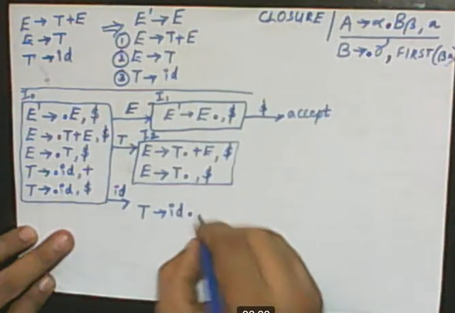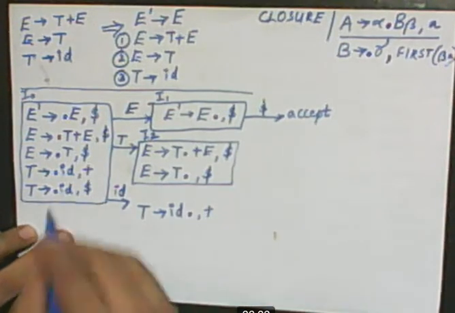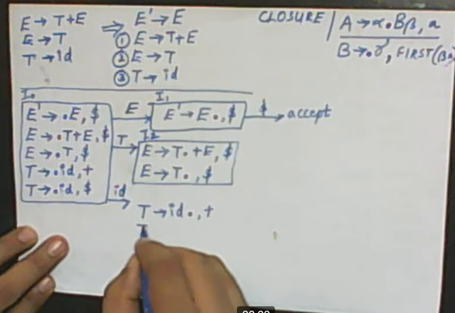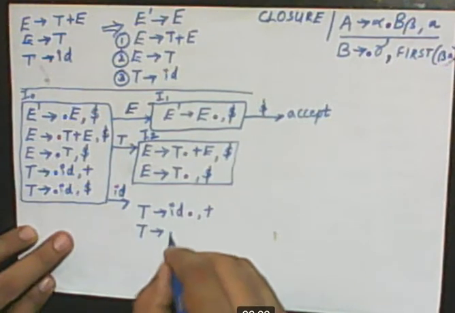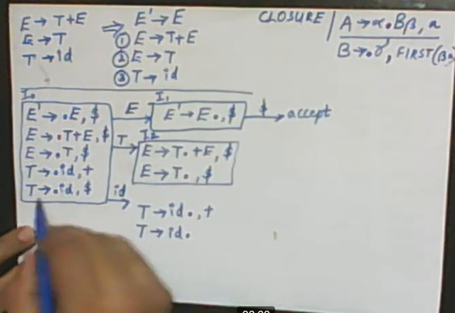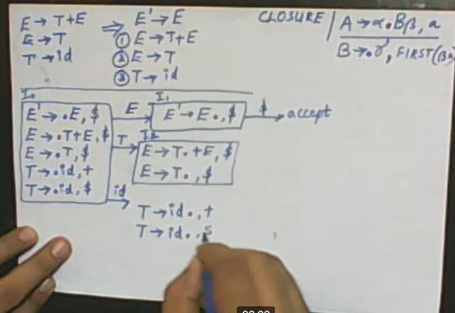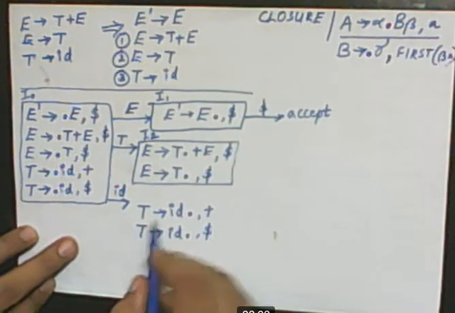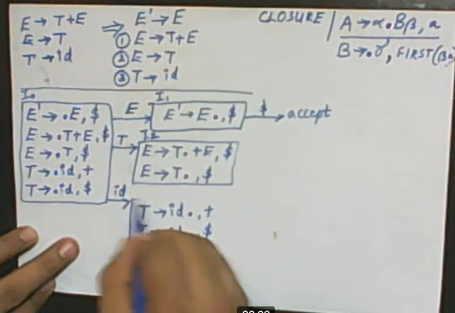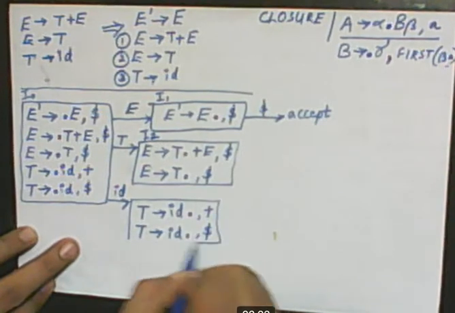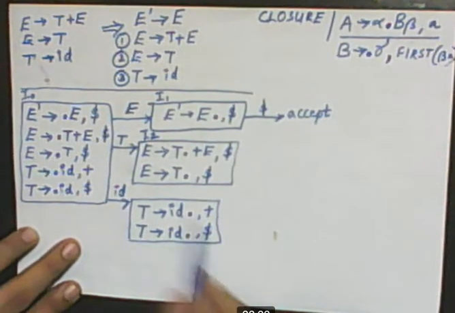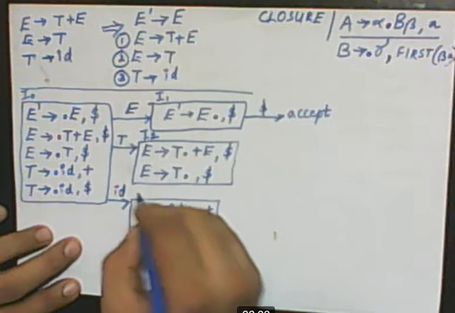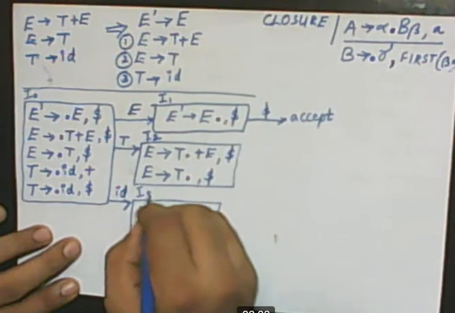Now plus will be transferred like that. For this it is T gives ID dot. You need to consider this also. The look ahead for that will be $. So that is the item. Even after finding the closure, you cannot have more items. So this is termed as I3.